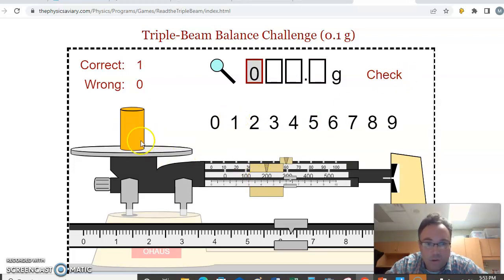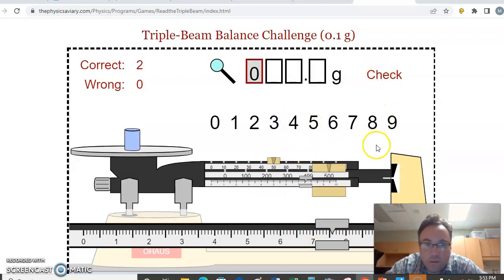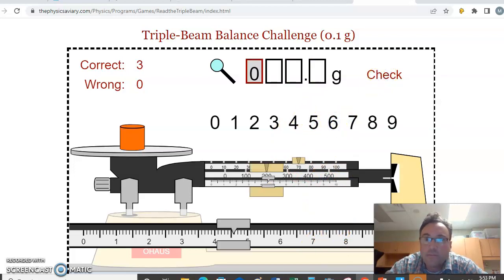So this one, we put it on, it's lined up nice, so it's 260. We start with the hundreds place, 260, and then that looks like 6.123, and check. Good. Now this one, hundreds place, 550, and then 7.6, and check. Good.